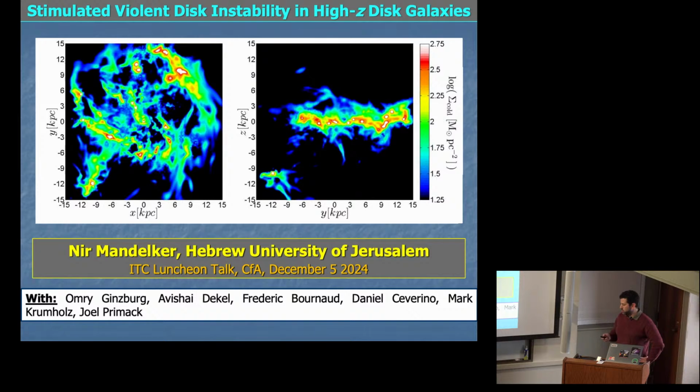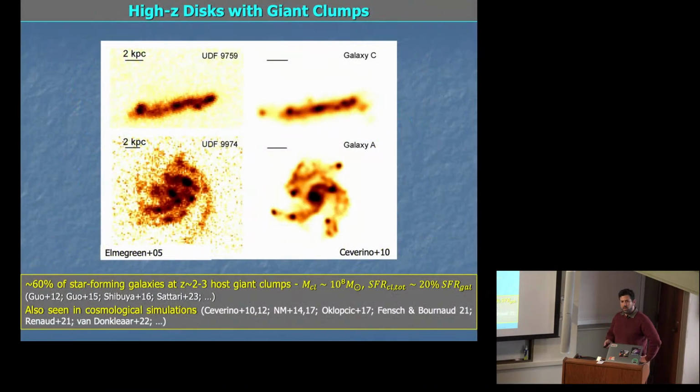So the context is clumpy disk galaxies at high redshift during cosmic noon. Observationally, these are observations and these are simulations. They're not meant to be the same systems. It's just a happy coincidence. But about 60% of star-forming galaxies at redshifts 2 to 3 are observed to host so-called giant star-forming clumps. As you can kind of see here, there are these very bright knots in the UV.